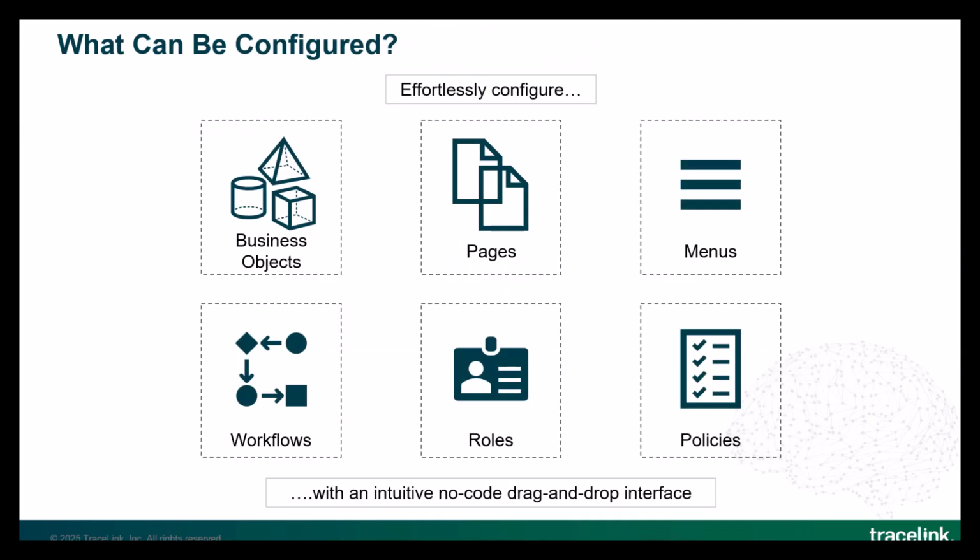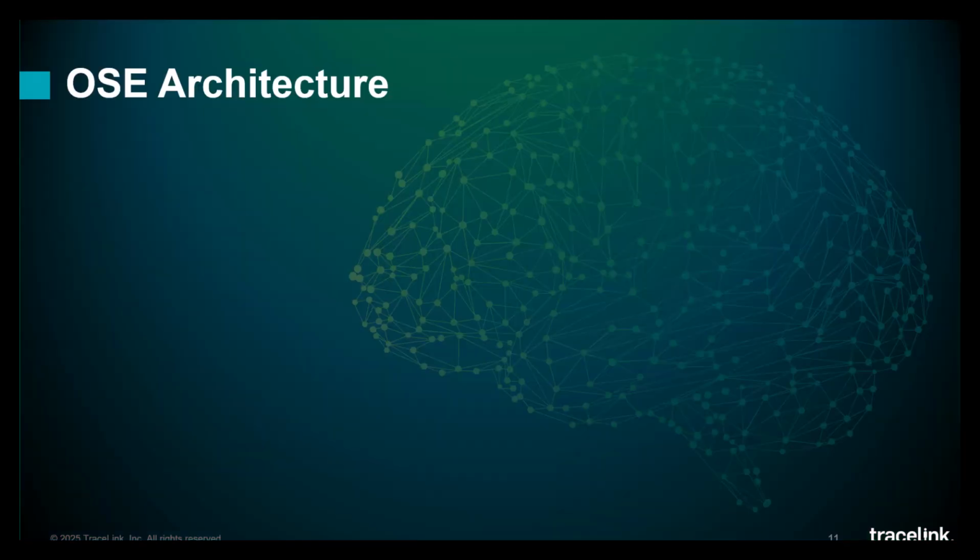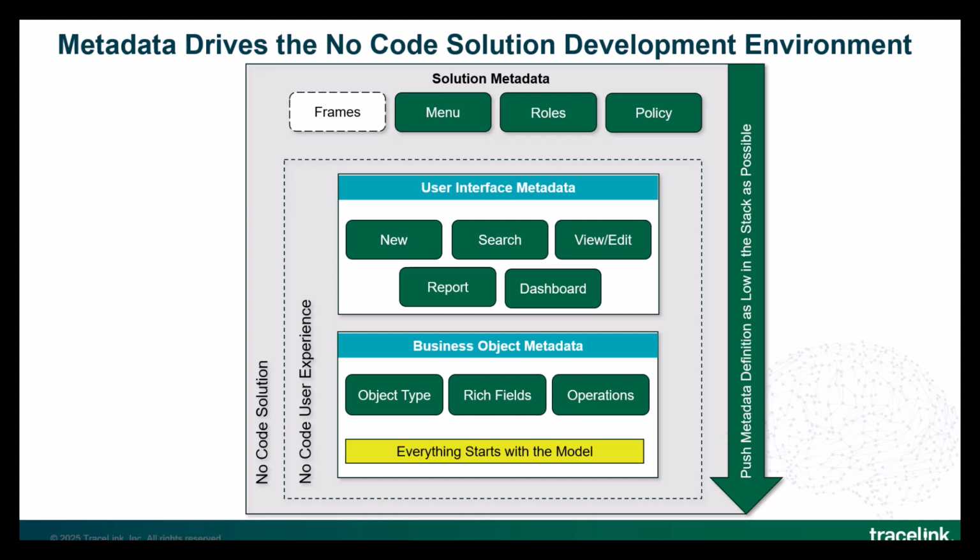With OSE, you can effortlessly configure business objects, pages, menus, workflows, roles, and policies with an intuitive no-code drag-and-drop interface. We'll dive deeper into each of these elements in the upcoming sections. Now let's see what goes behind OSE. So TraceLink uses metadata to enable its no-code capabilities and then pushes these metadata definitions as far down in the stack as possible. There are three main layers of the stack.